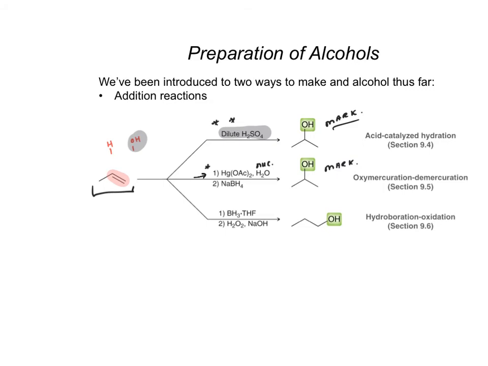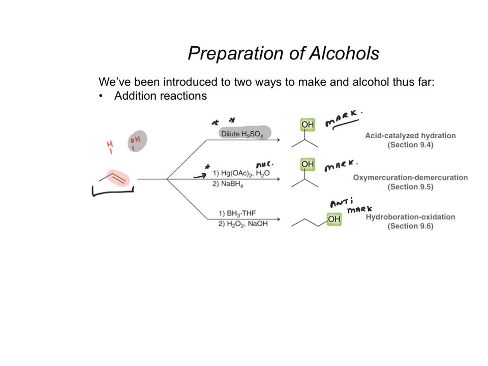And then finally, if we wanted to produce an alcohol that was the anti-Markovnikov product, so anti-Markovnikov, we would have to use the hydroboration oxidation reaction, which was that BH3 and THF in a first step, and in a second step, we'd oxidize the borane off with the hydrogen peroxide and sodium hydroxide.